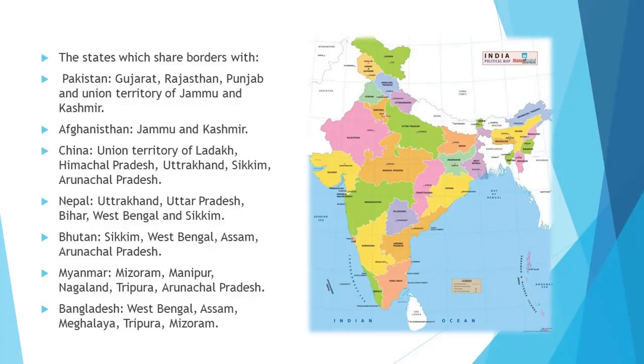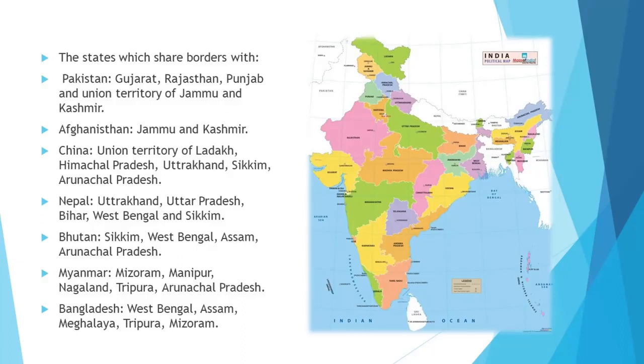Now let's look further and identify other neighboring countries which share common frontiers. Children, let's start with northeastern neighbors like China, Nepal, and Bhutan. Chinese border stretches from Ladakh in the north and Arunachal Pradesh in the east, passing along the states of Himachal Pradesh, Uttarakhand, and Sikkim.